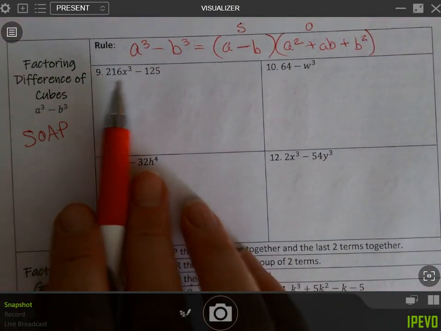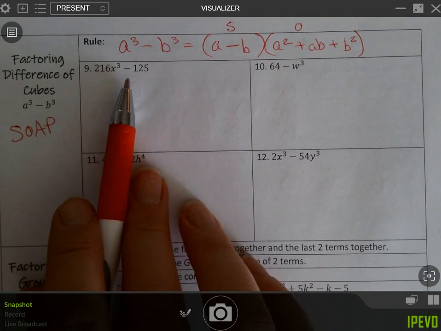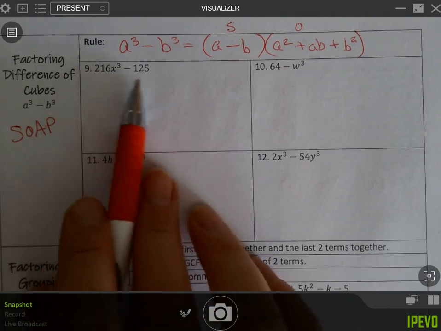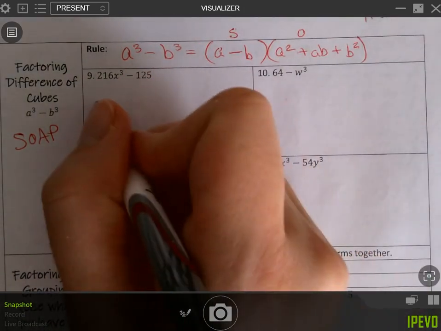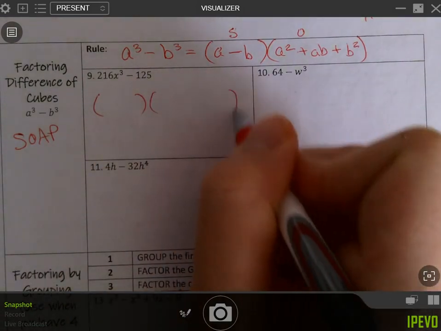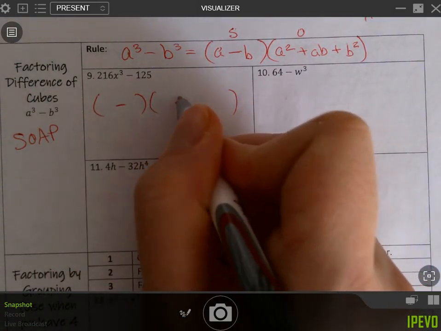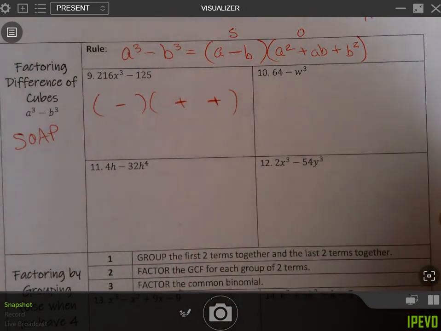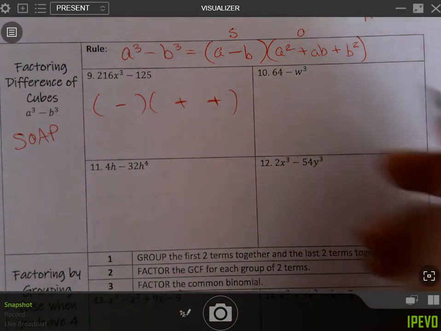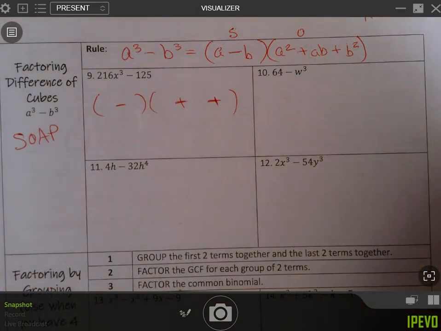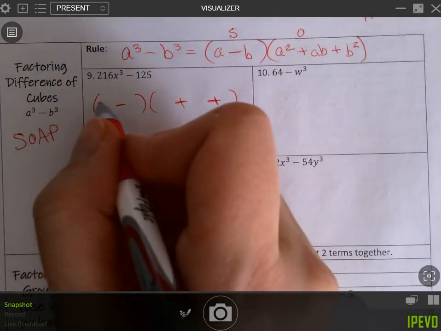Okay, first, is there a GCF? No GCF, okay? So these are both cubic numbers. That's why you want to have that list. Same, opposite, always positive. All right, cube root of 216? 6. It is 6, but you do want to double check yourself.